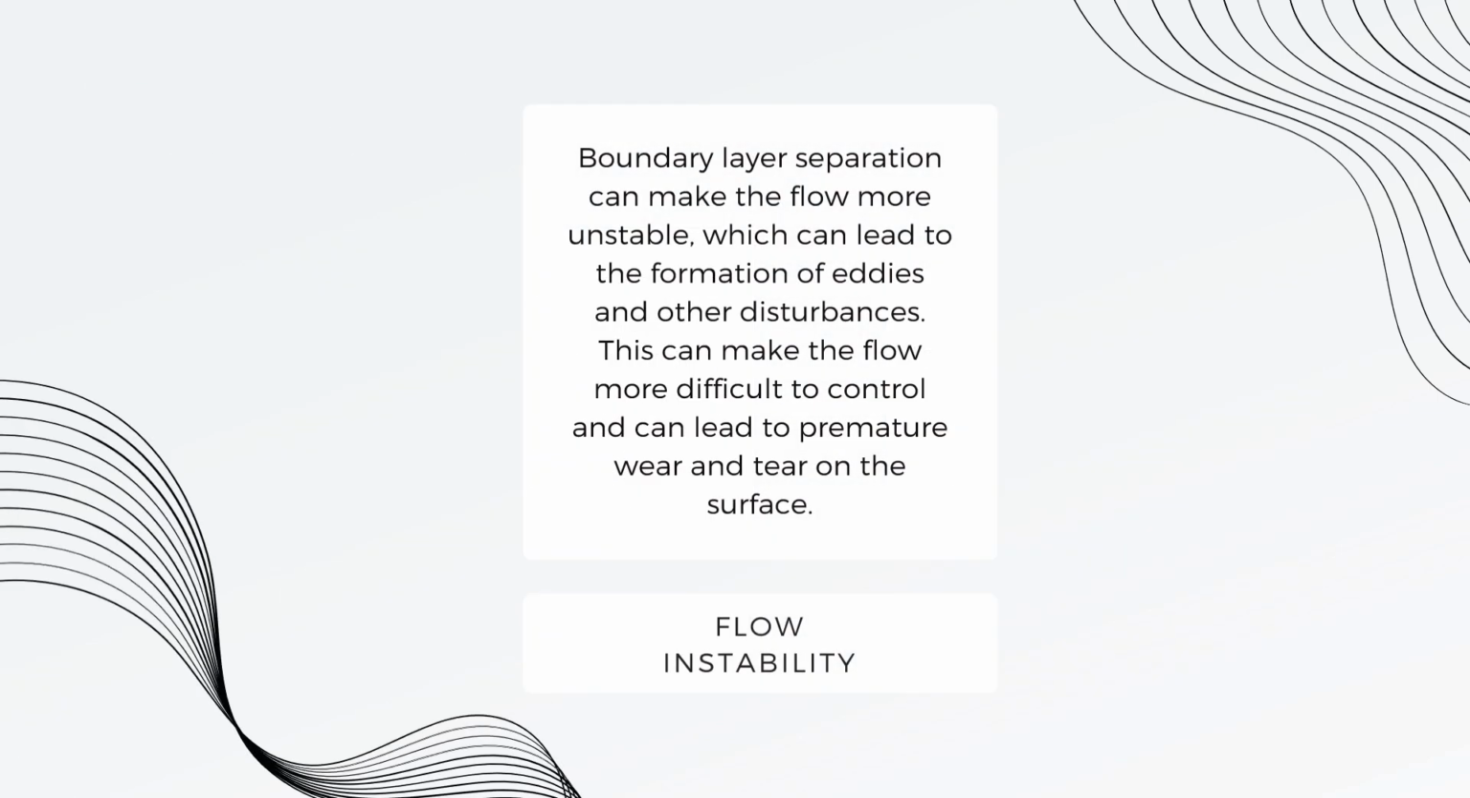Third is flow instability. Boundary layer separation can make the flow more unstable, which can lead to the formation of eddies and other disturbances. This can make the flow more difficult to control and can lead to premature wear and tear on the surface.